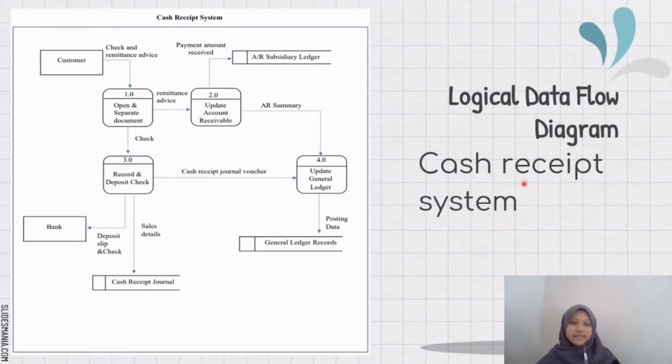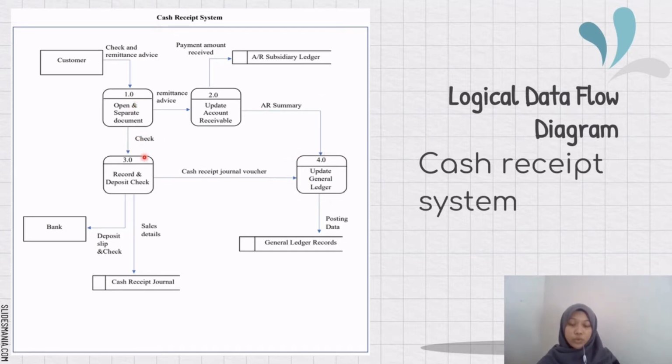Okay, next is the DFD of the cash receipt system. When the customer makes a payment, the check and remittance advice will be sent to the open and separate document process. Later, the remittance advice will be sent to the update AR process to update the AR subsidiary ledger. Then the AR summary will be sent to the update GL process.